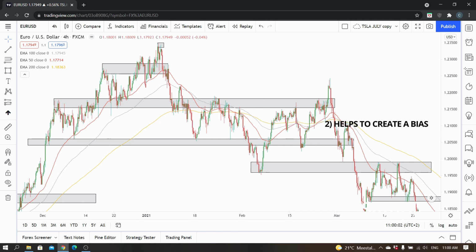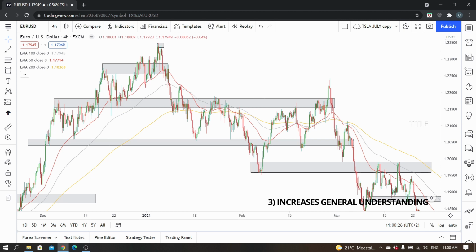And second of all, it also helps you create a bias. So if you should buy or you should sell a certain asset, crypto or forex pair. Understanding the market structure means that you know what way the price is probably moving, and thereby you can create a bias.